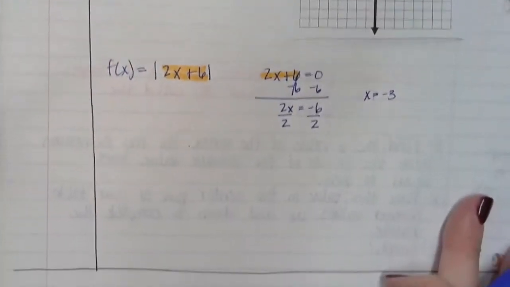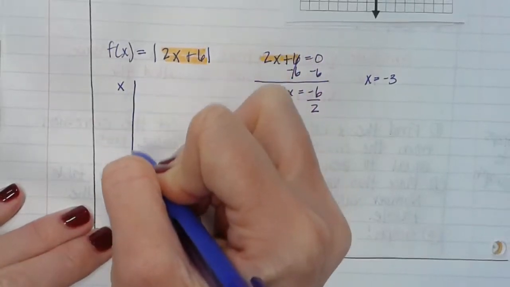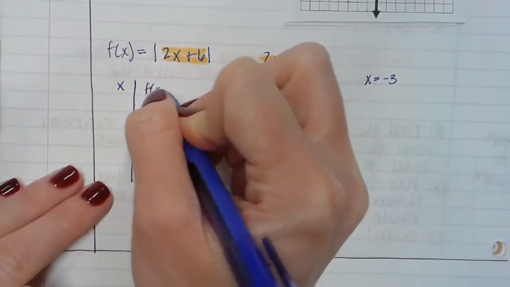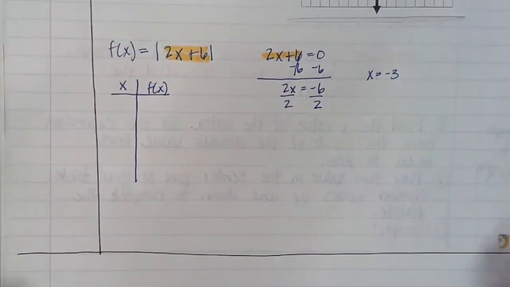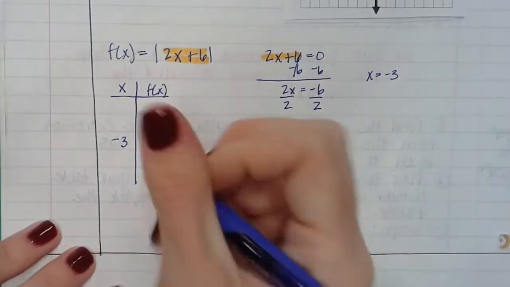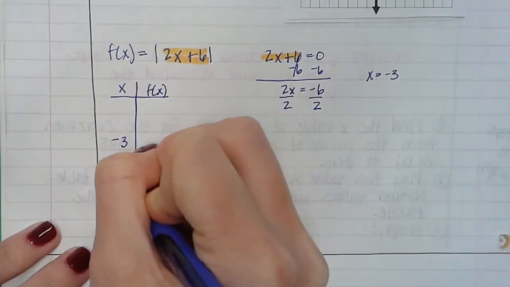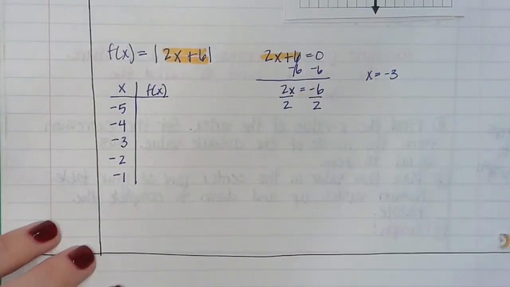That's the x-coordinate of our vertex. Now we make a table and we place that in the middle row of our table. So our x values on the left, and then our output, or f of x, on the right. So middle row is the negative 3, and then we want to number up and down. So negative 2, negative 1, and then negative 4, negative 5. Now we're going to evaluate the function for each of these values.